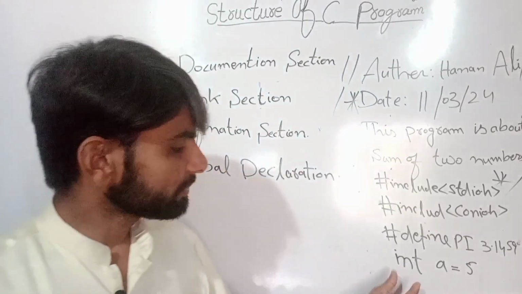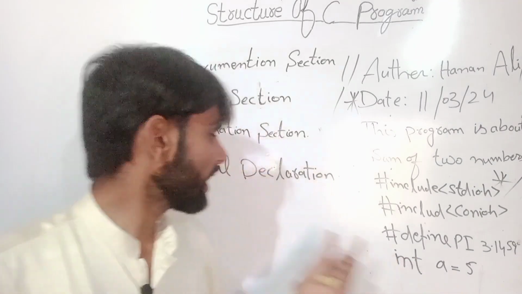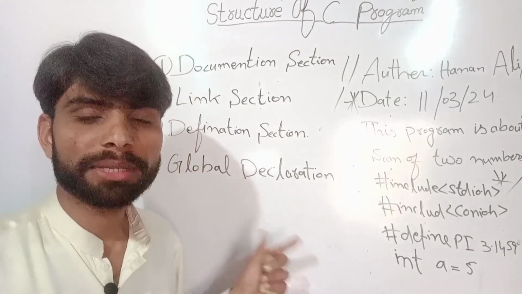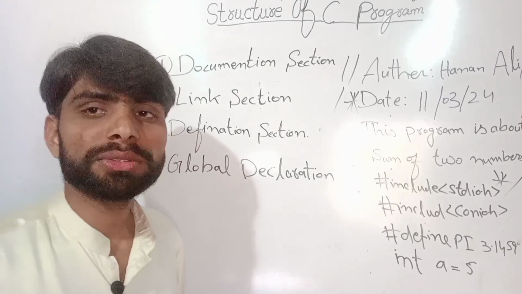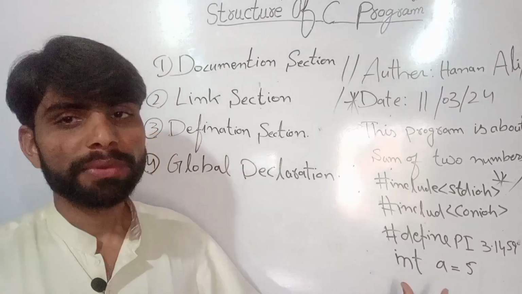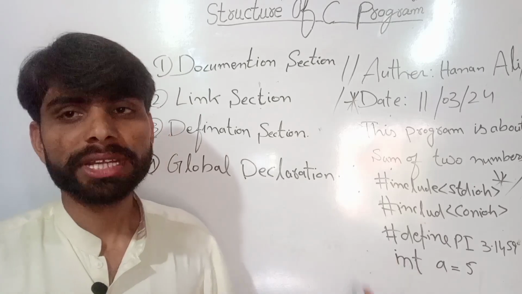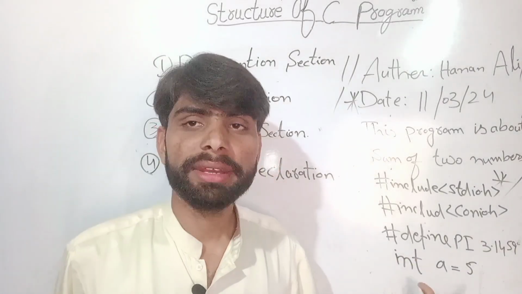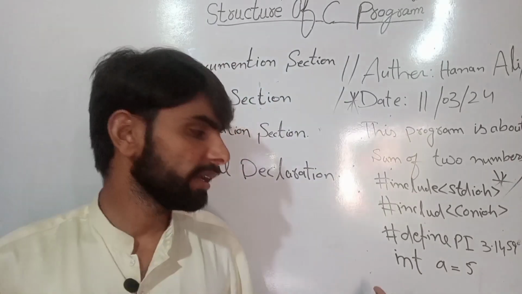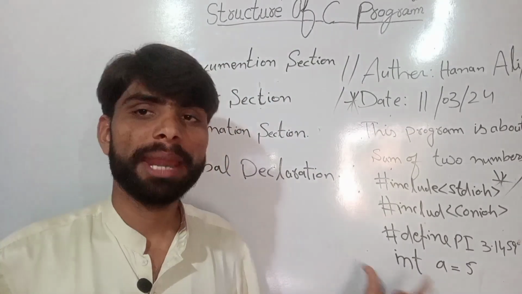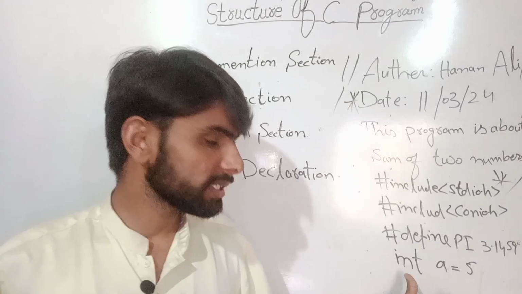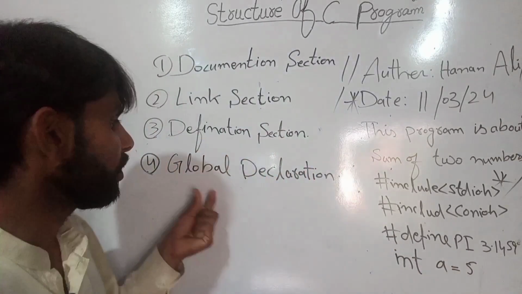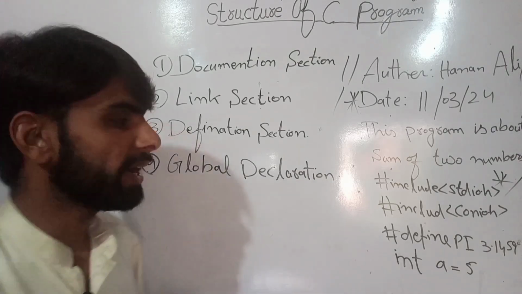So if I write a variable in a global declaration, outside of all functions, the main function and user defined functions, before the main function and user defined functions, then we can use it in every function of the program, in every user defined function and the main function. So this is the global declaration of the variable.